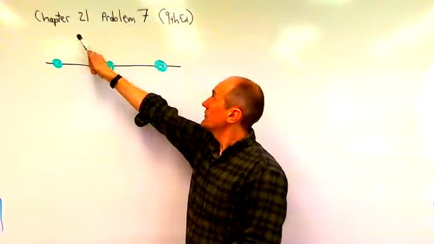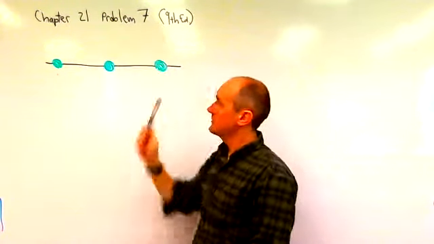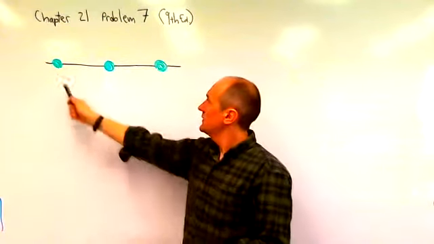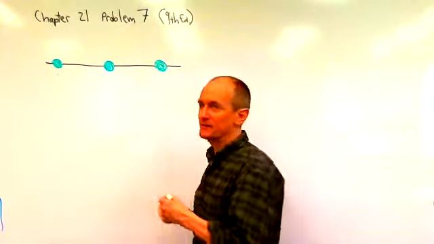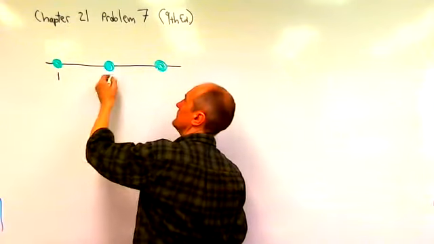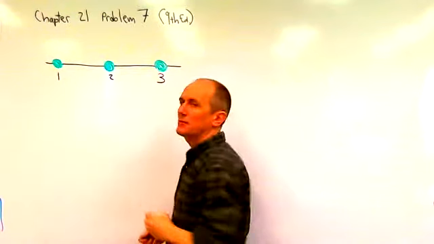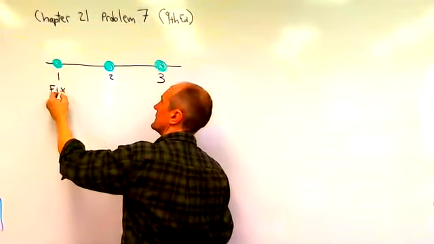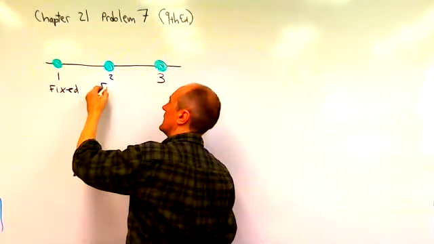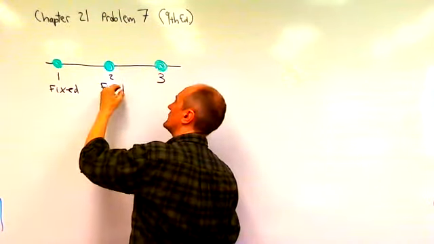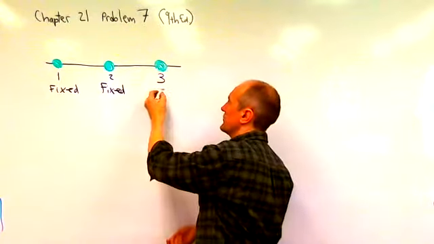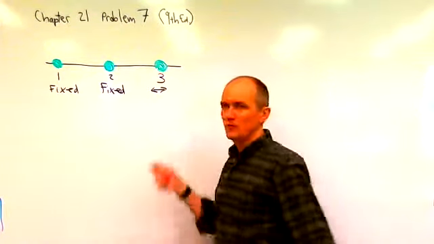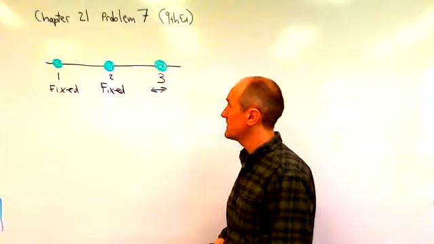This is the solution to Chapter 21, Problem 7 in the 9th edition. We have three particles on the x-axis. Particle 1, Particle 2, Particle 3. Particle 1 is fixed. Particle 2 is also fixed. Particle 3 is free to move along the x-axis.